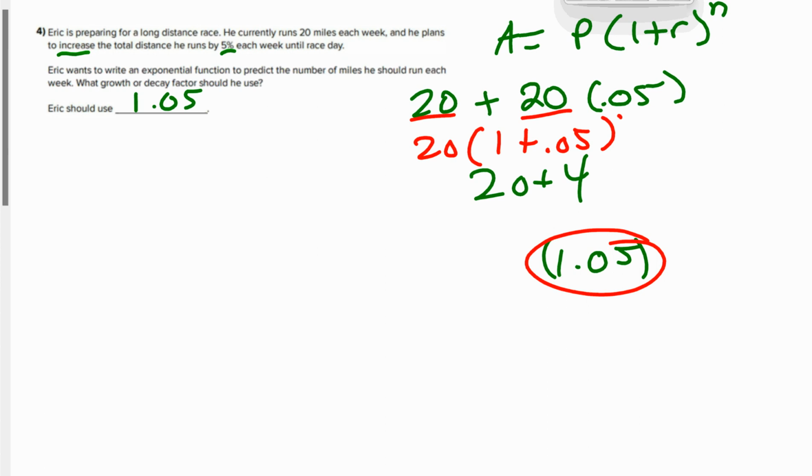And we could put this in an equation by just putting n here, and we could do the 8th week or the 10th week or whatever it is to find the total distance that he's running, right?